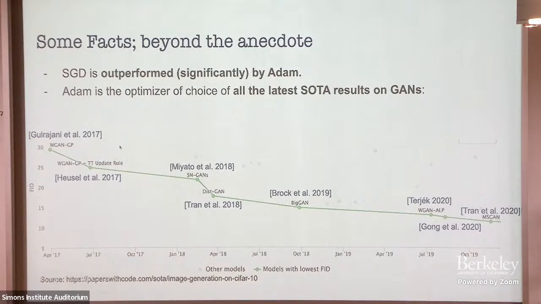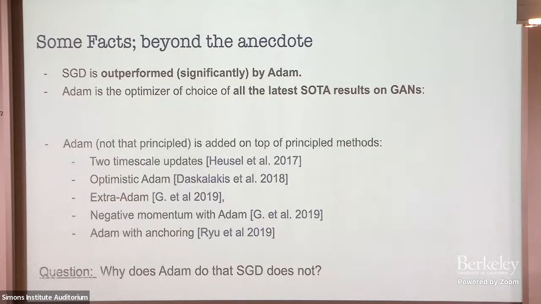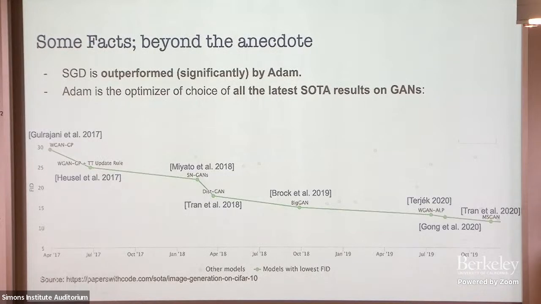If you look at the state of the art in image generation from basically 2017 to almost 2020, it was all GANs. After this, it was diffusion models, so it doesn't work anymore. But if you look at all the SOTA GANs that have been released, all of them, I checked, were using Adam as an optimizer. Sorry, the y-axis is the FID. So the state of the art is always decreasing as a function of time.